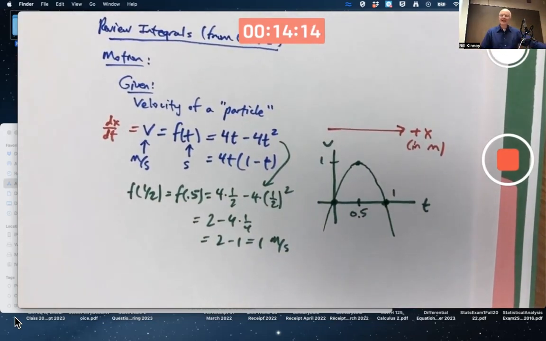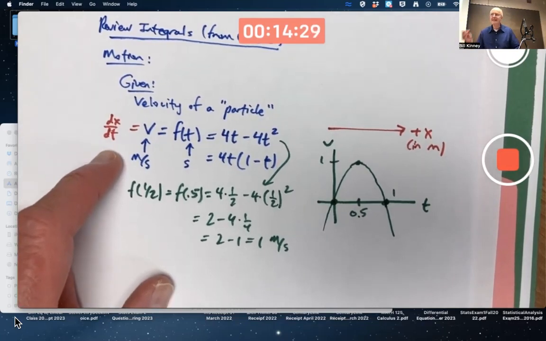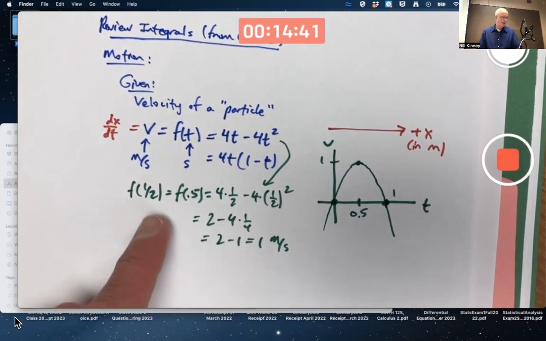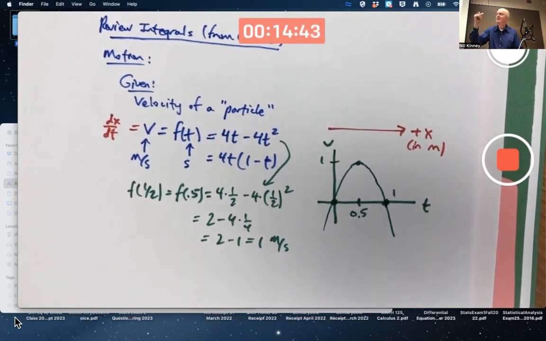So is that an average velocity or an instantaneous velocity? What do you think? You want to say, Daniel? It's instantaneous. This is the velocity function giving you the exact instantaneous velocity at any moment in time. It's a derivative of the position. It is an instantaneous velocity. At that moment in time, t equals 0.5, the velocity is 1 meter per second. That's how fast it's going to the right.